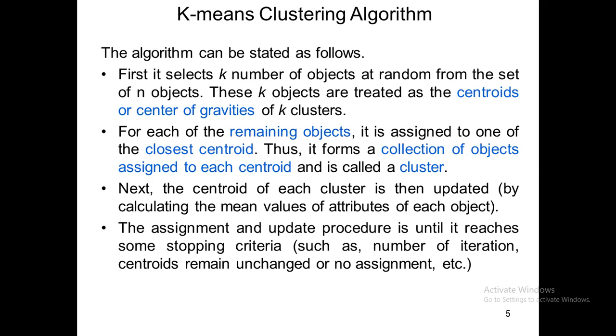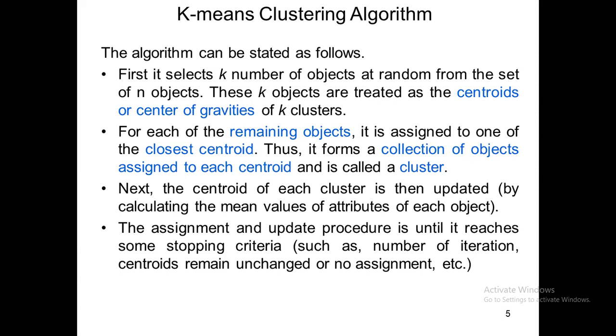The assignment and update procedure is a continuous process, but it continues until it reaches some stopping criteria, like how many iterations are going to be produced, whether the centroids remain unchanged, or no reassignment, because there are different kinds of use cases for creating the k-means clustering algorithm. Why are we going to choose k-means clustering, right? There are different kinds of business cases, and as per the business case we have to choose this k-means clustering algorithm. But we can say k-means clustering is an unsupervised algorithm technique.